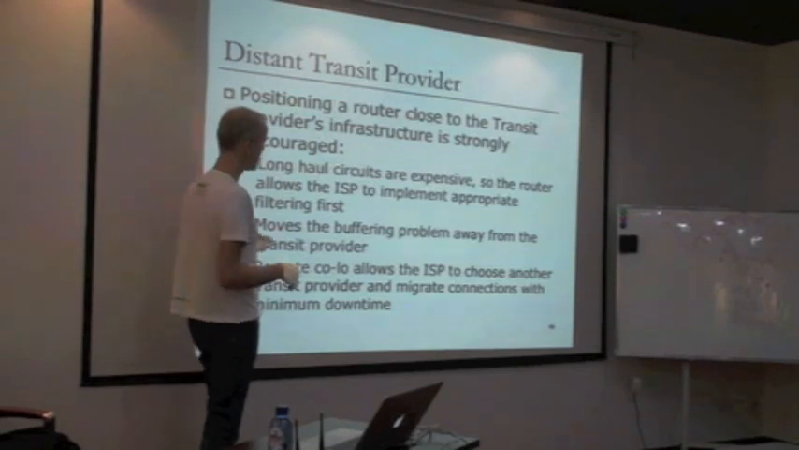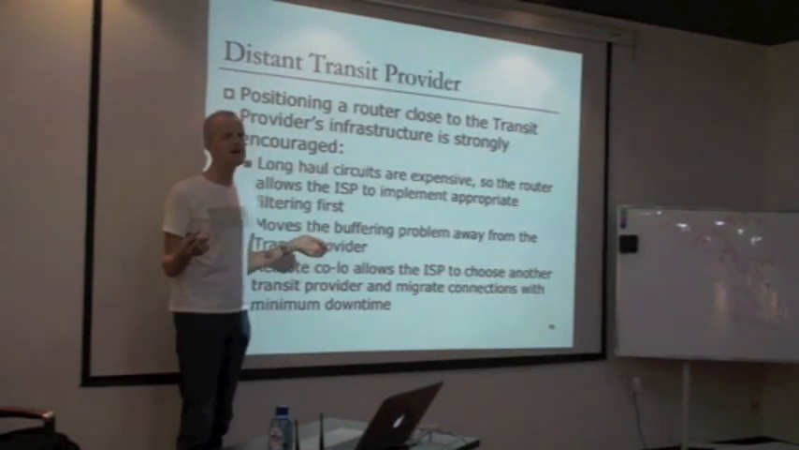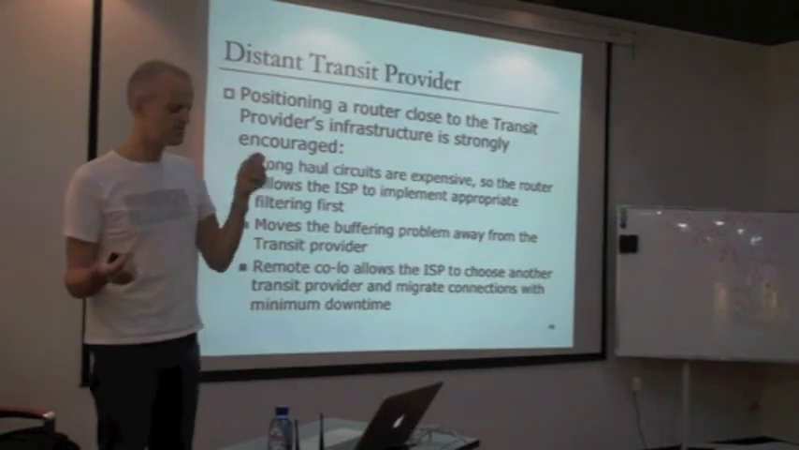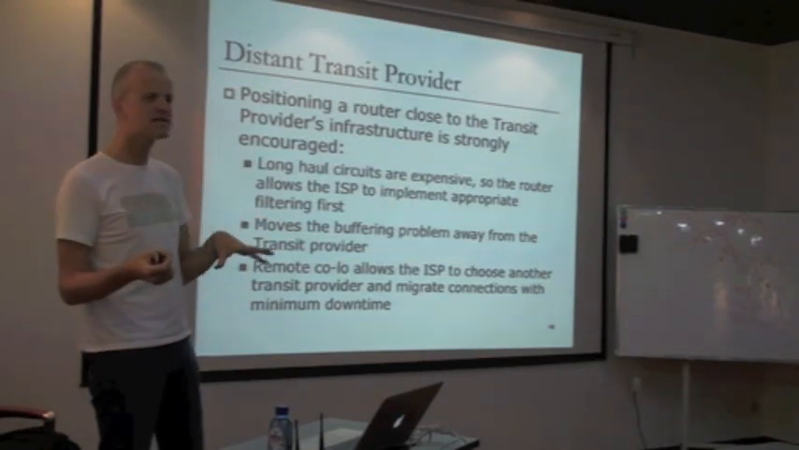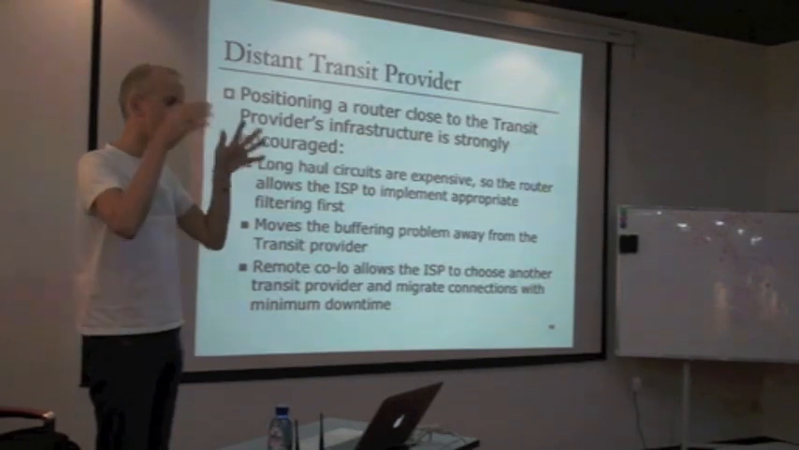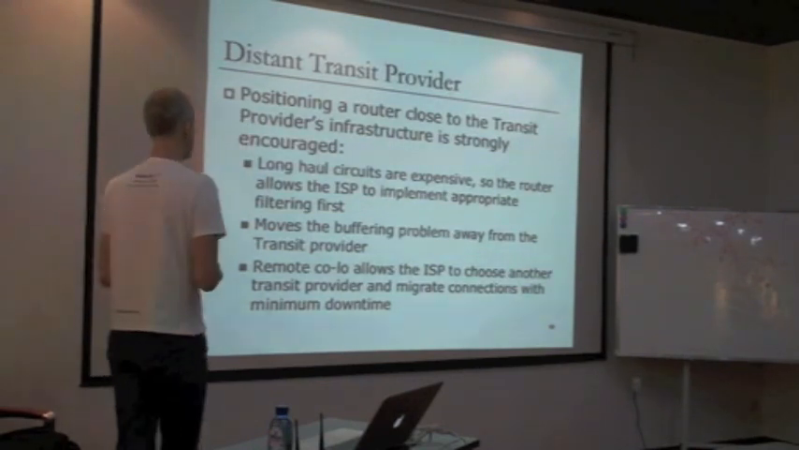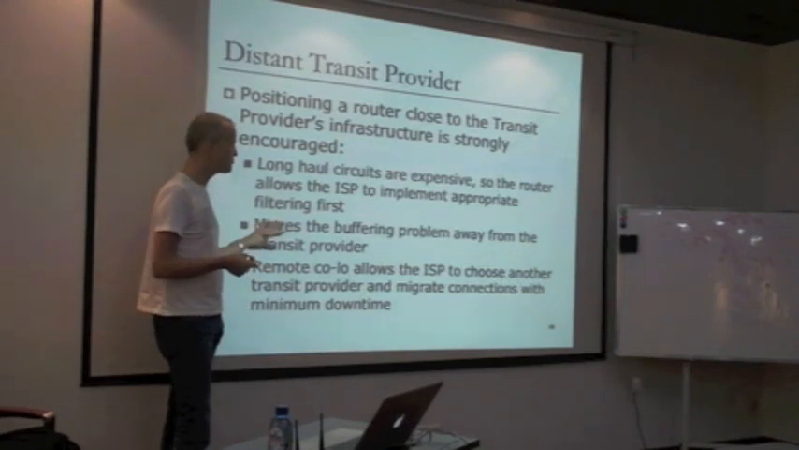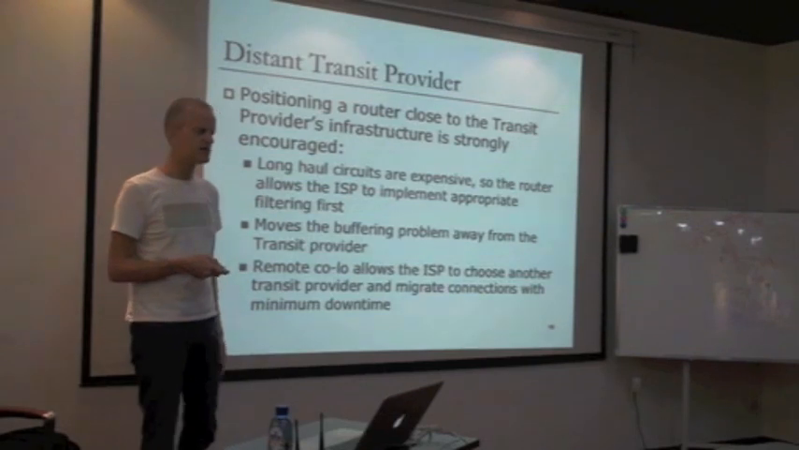The upstream provider uses just a standard access router. So if you plug in a long-haul link, you're putting a lot of pressure on their access router to give you enough buffer space. So this moves the buffering problem away from the transit provider. You do it on your router, and you can make sure you get the best performance of your link.